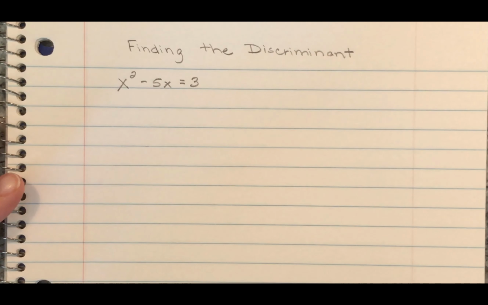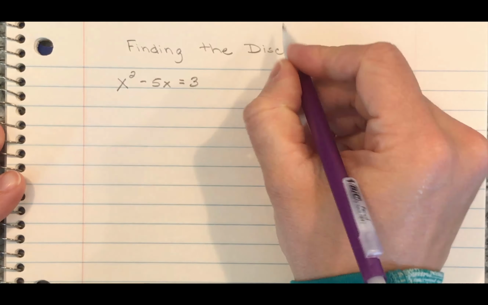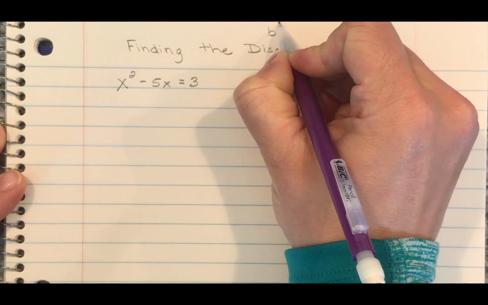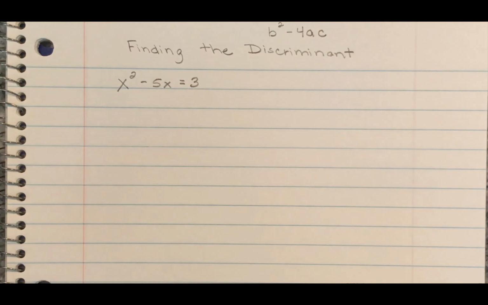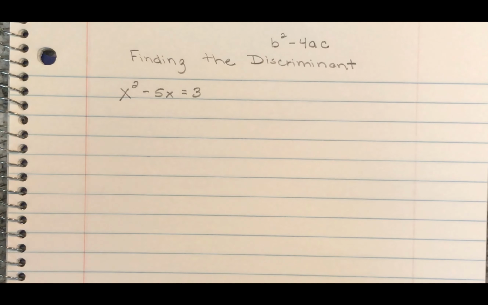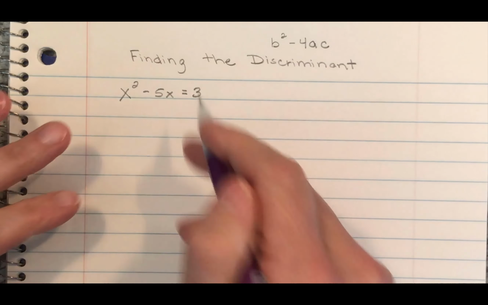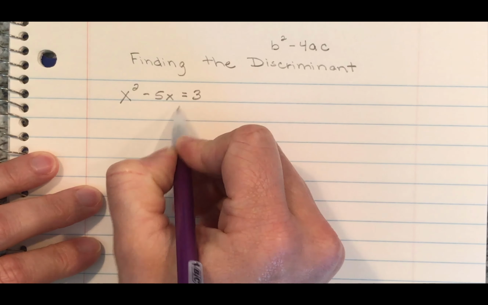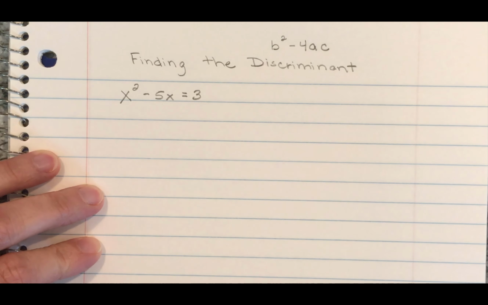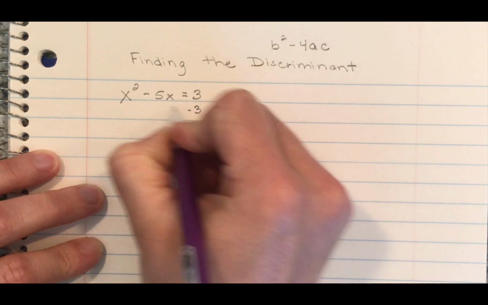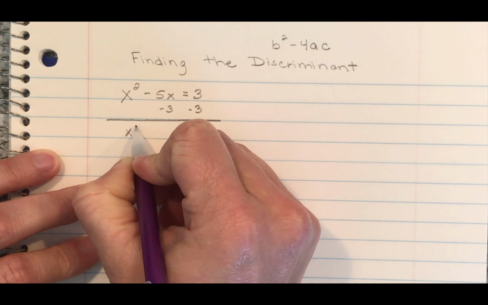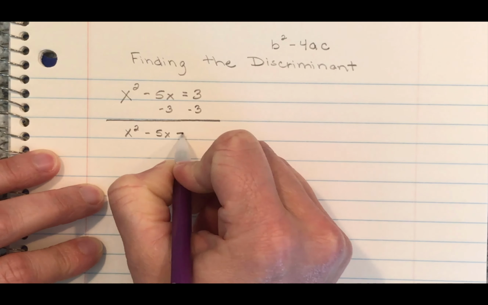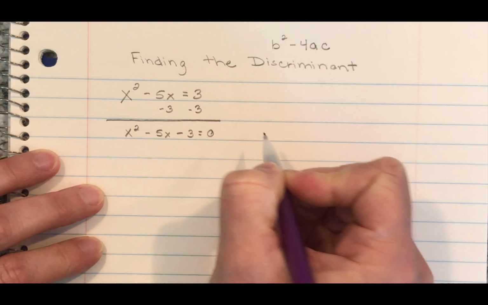Today we're going to work on finding the discriminant. So the discriminant is found by taking b, squaring it, and subtracting away 4 times a times c. Well, in order to figure out a, b, and c, our quadratic has to be in standard form, which means it needs to be set equal to 0. So if we're working with x squared minus 5x equals 3, and I want to find the discriminant, I have to set this equal to 0 first. So I move the constant of 3 to the other side by subtracting it away, and I have x squared minus 5x minus 3 equals 0.